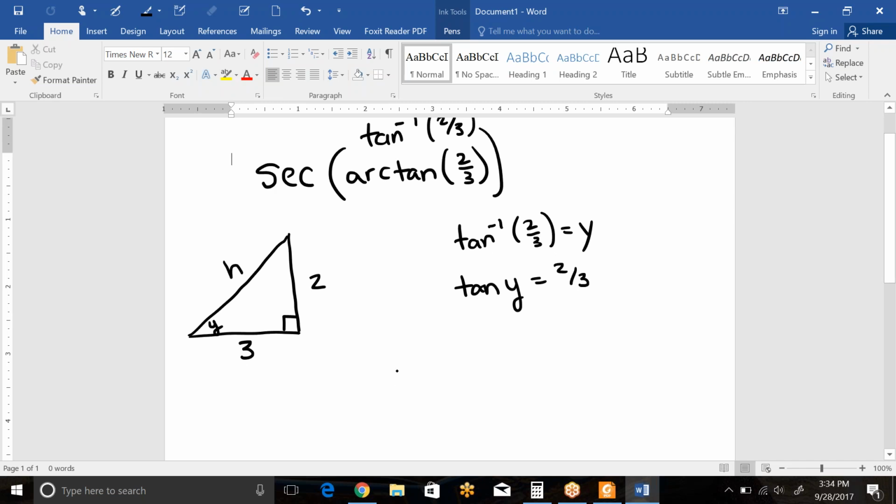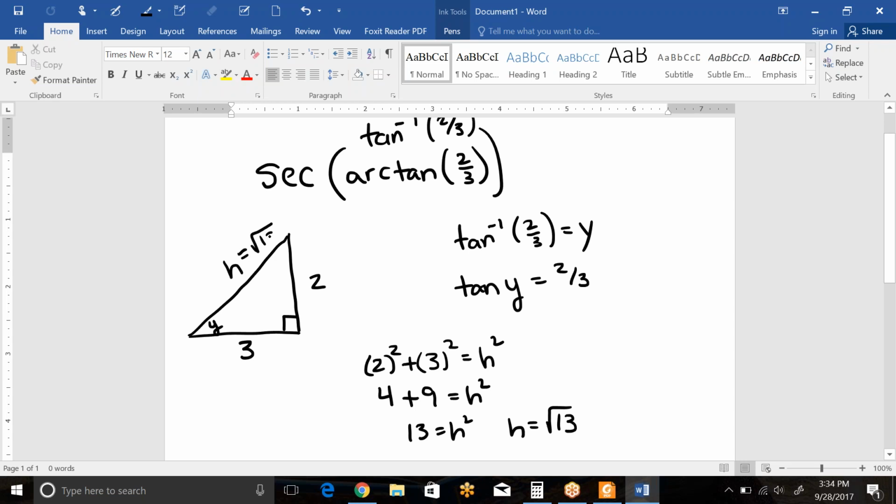We're going to figure this out by the Pythagorean theorem. This would be 2 squared plus 3 squared equals h squared. So this is 4 plus 9 equals h squared. So h is going to equal the square root of 13. Now, I don't even care what the angle is. What I'm trying to find is, this is our angle, so we're trying to find secant of y.